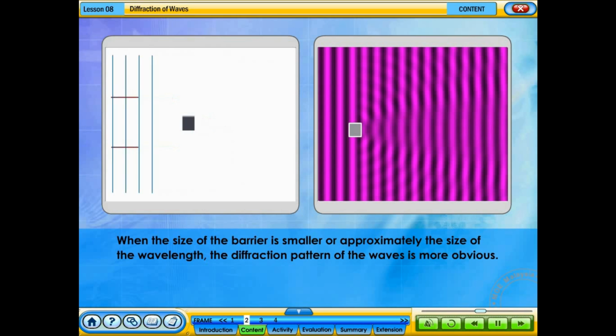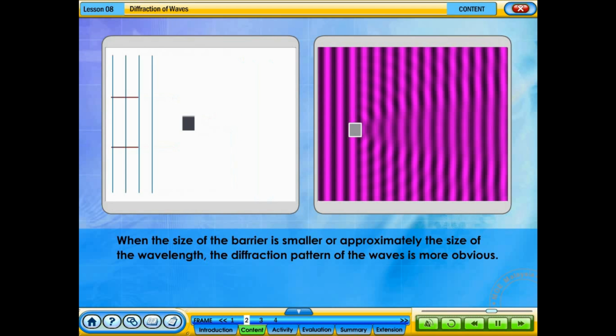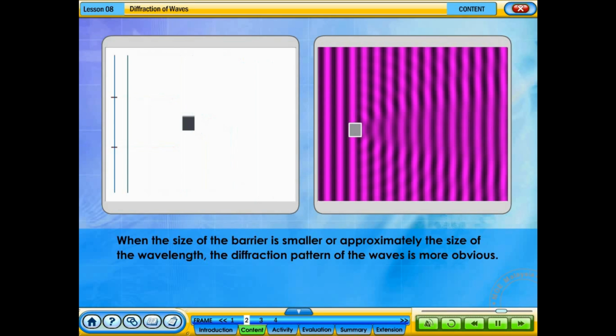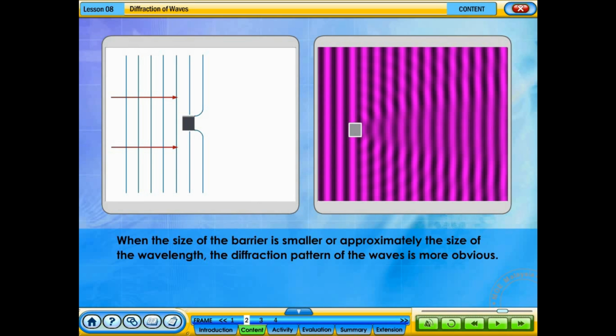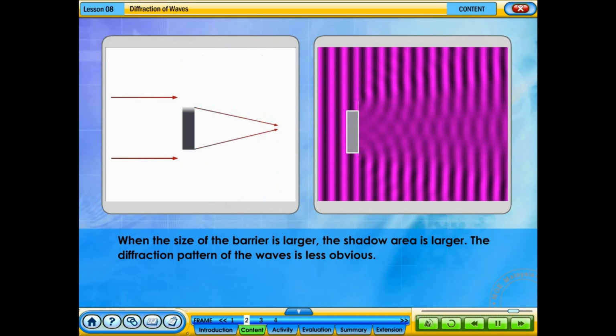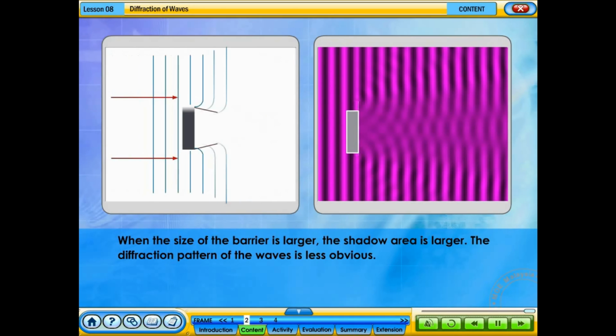When the size of the barrier is smaller or approximately the size of the wavelength, the diffraction pattern of the waves is more obvious. When the size of the barrier is larger, the shadow area is larger. The diffraction pattern of the waves is less obvious.